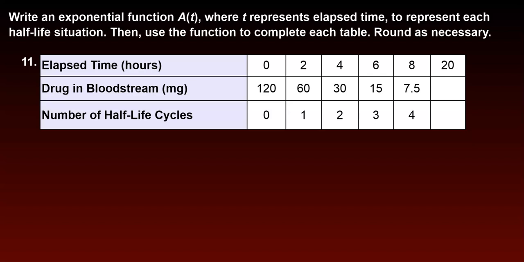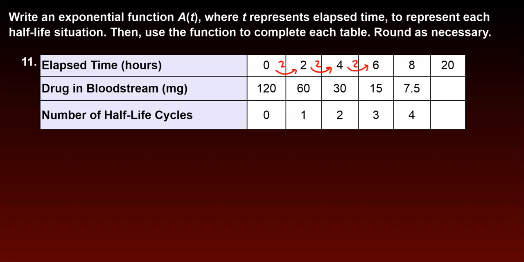Drugs in the blood system starts at 120, goes to 60, and continues from there. And then the third thing is the half-life number, so how many cycles at each of those moments. So what this means is after 2 hours, we'll be at 60 milligrams of the drug in the blood system. After 4 hours, we're at 30, and so on and so forth. So the time is increasing by 2, right? We're adding 2 to the time. Every 2 hours is where our half-life happens.